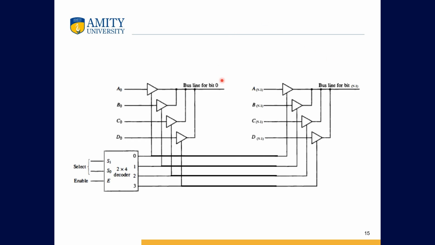Here is how we can draw for A0 to AN-1. We will have multiple tri-state groups, each of them connected to the 0th bit, then the first bit, then the second, and so on. Each of them will also share the same decoder, since we need to give the same output to each buffer gate.